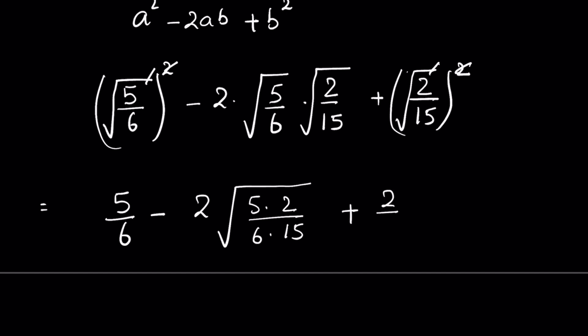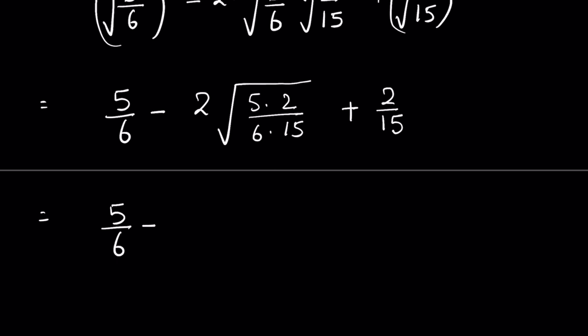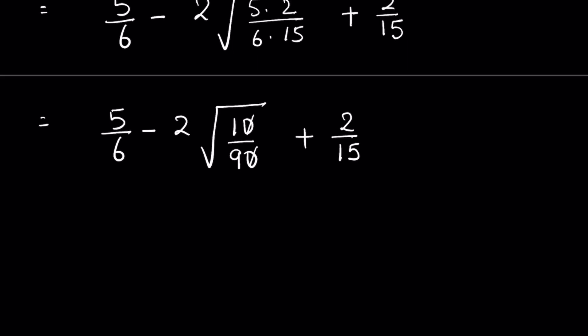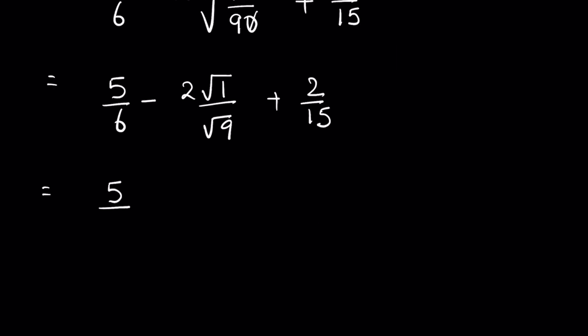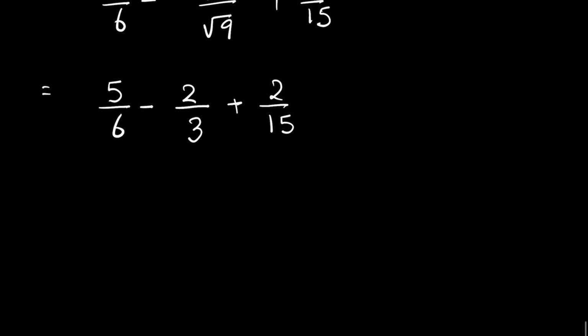so it is 2 upon 15. 5 upon 6 minus 2, this is 5 times 2 is 10, 6 times 15 is 90, cancel 0 and 0, plus 2 upon 15. Or 5 upon 6 minus 2, we can write it as square root of 1 upon square root of 9, plus 2 upon 15, is equal to 5 upon 6 minus 2 times 1 upon 3, since square root of 1 is 1 and square root of 9 is 3, plus 2 upon 15. Now we have simple addition and subtraction of fractions.